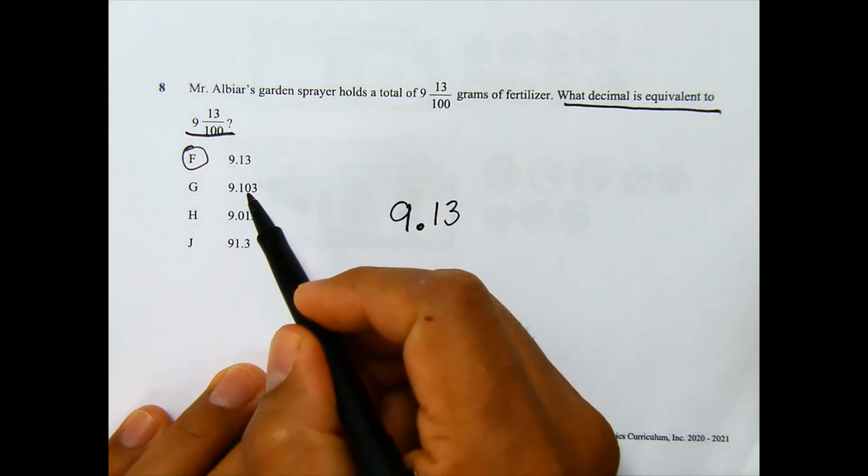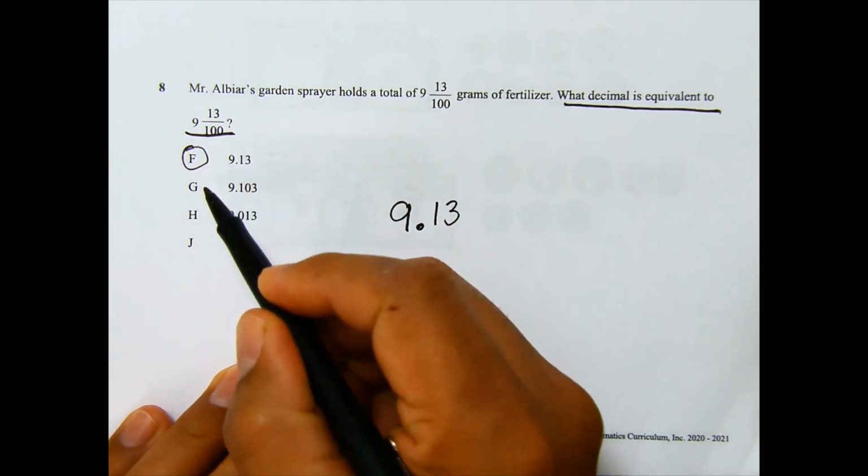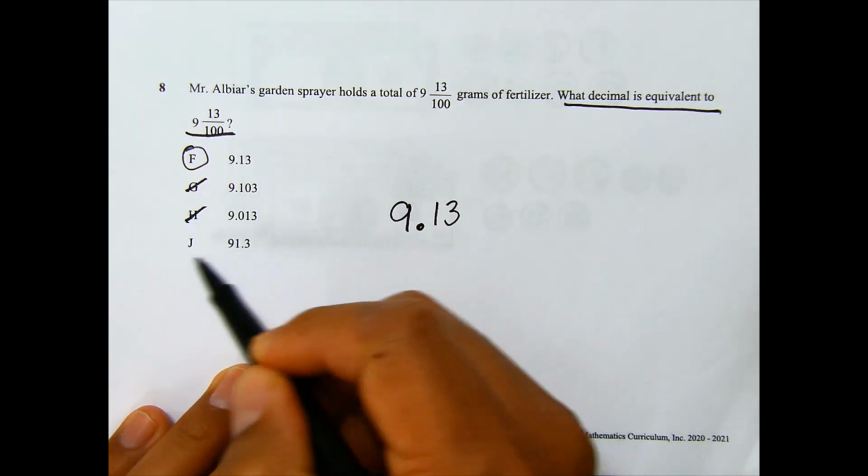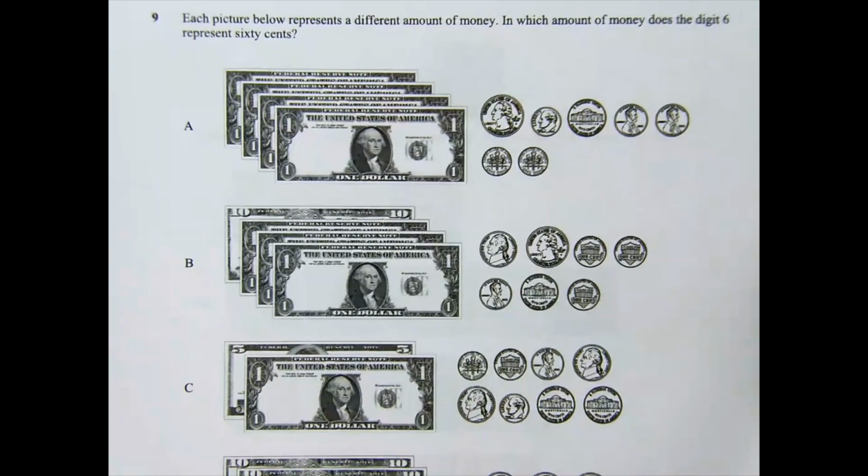This is 9 and 1/300. This is 9.13. My answer is F. Number 9.